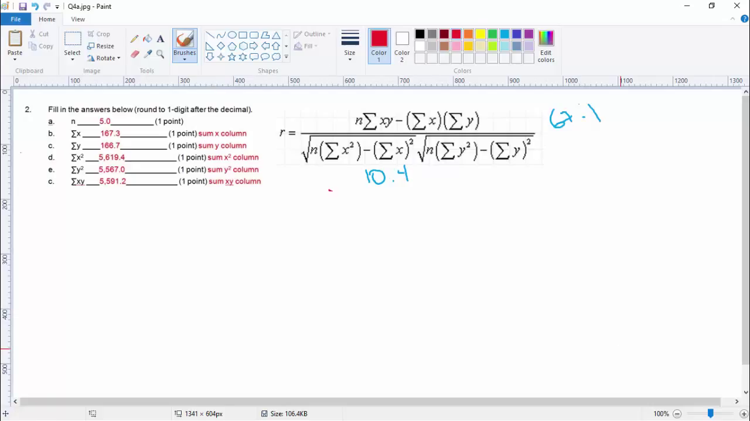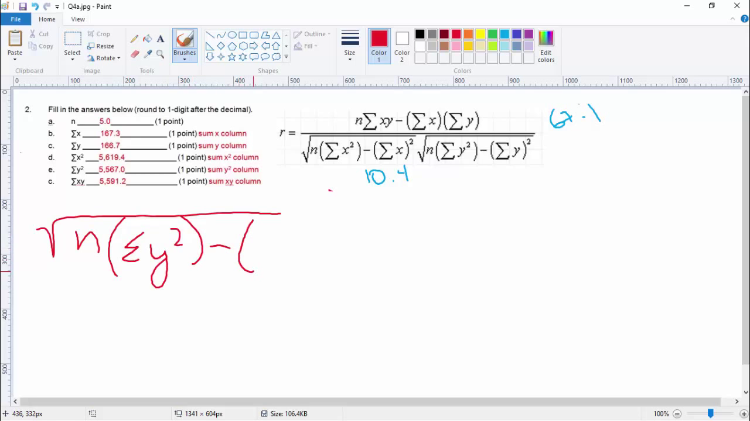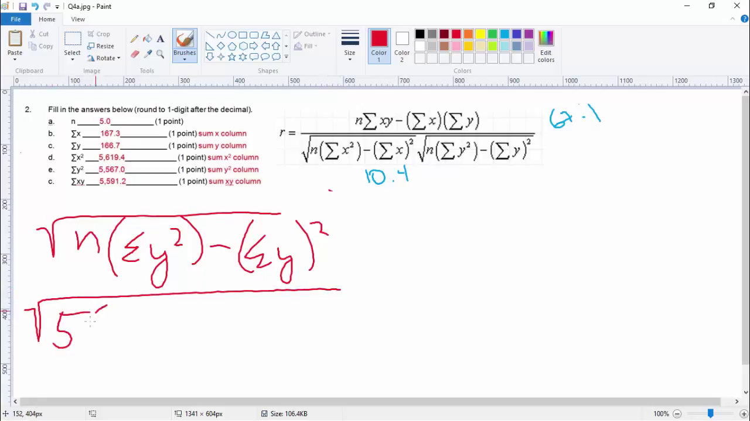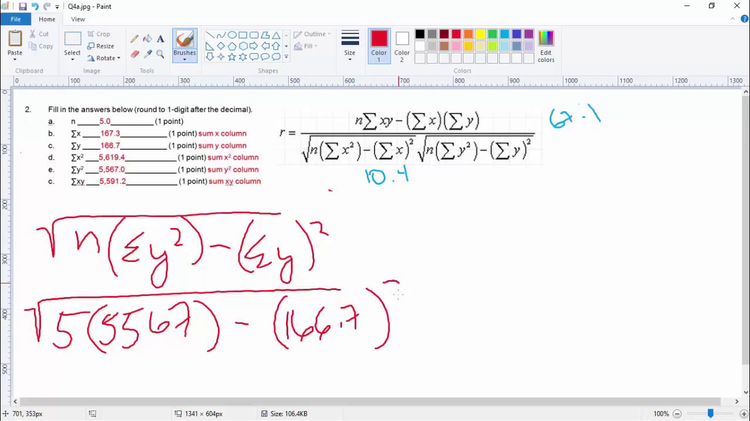So the second one is the square root, technically, we'll do that last, of the sum of y squared minus the sum of y. Well, this doesn't really surprise us because we haven't done the y's yet. So let's redo this. So this is supposed to be the 5 times, which one is this going to be? This is going to be e, what's over here, right, in e. So that's going to be 5, 5, 6, 7, minus, and then we've got the sum of y, that's 166.7, and then we got to square root it.